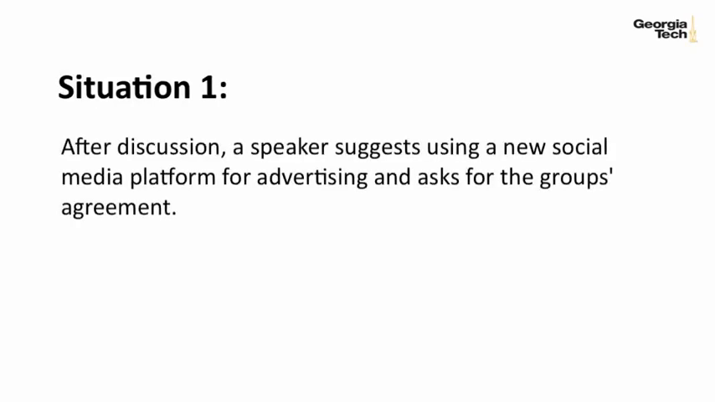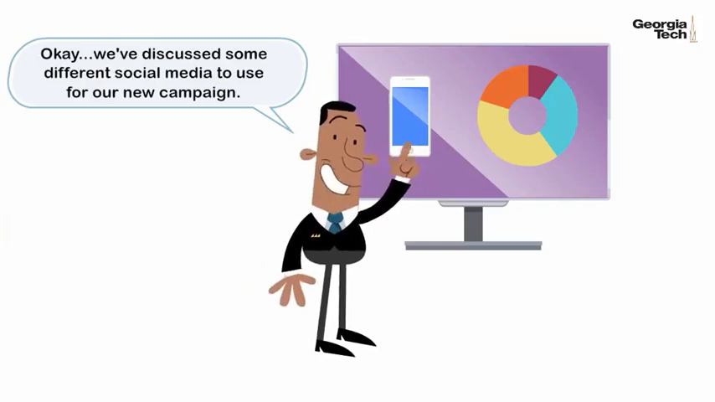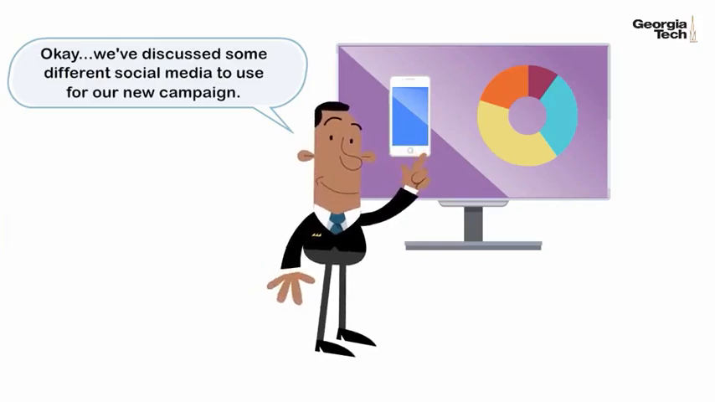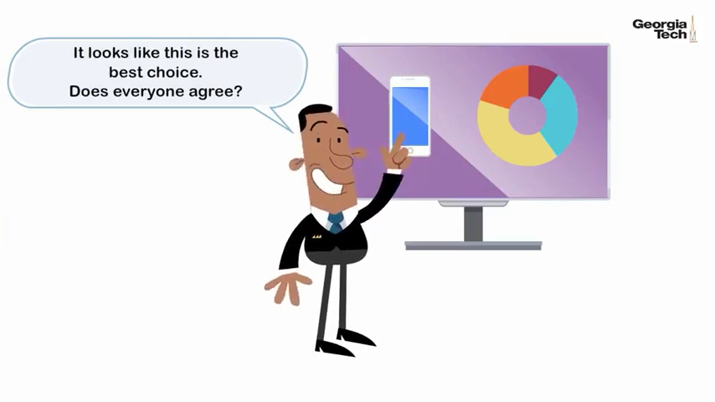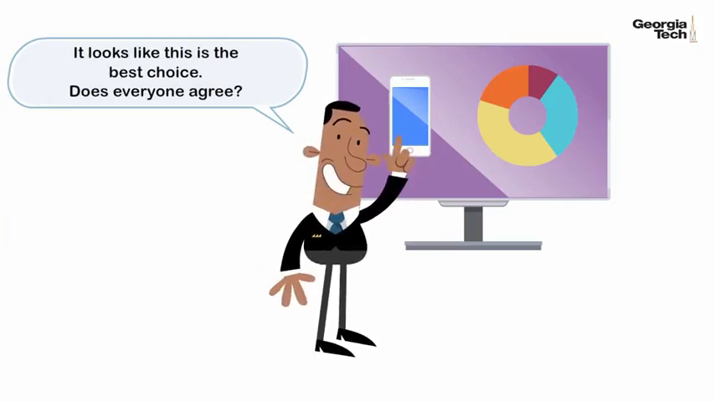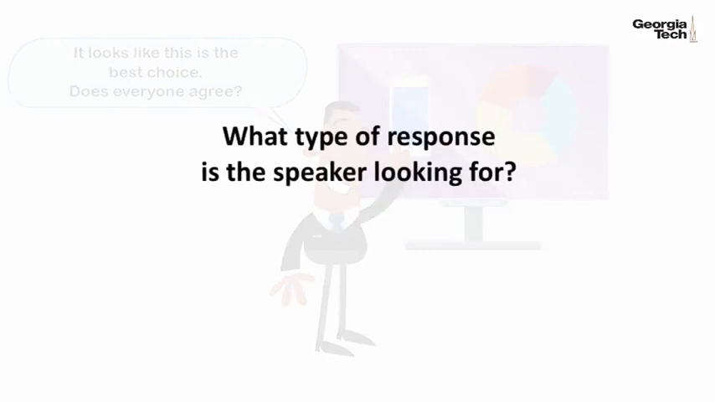Here's the first situation. After discussion, a speaker suggests using a new social media platform for advertising and asks for the group's agreement. "Okay, we've discussed some different social media to use for our campaign. It looks like this is the best choice. Does everyone agree?" What type of response is the speaker looking for? That's right. He or she wants other members to agree.